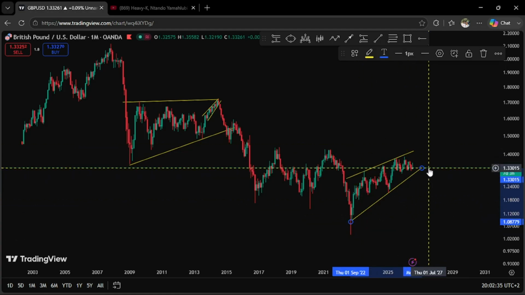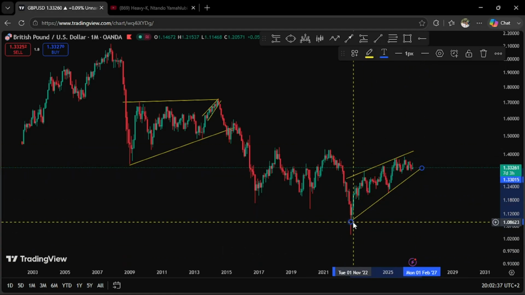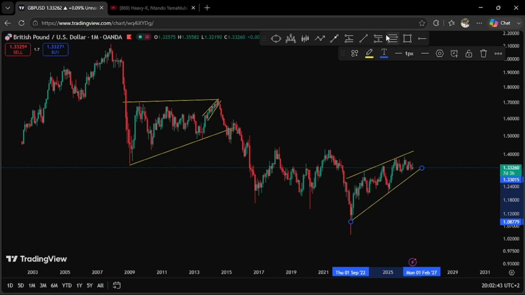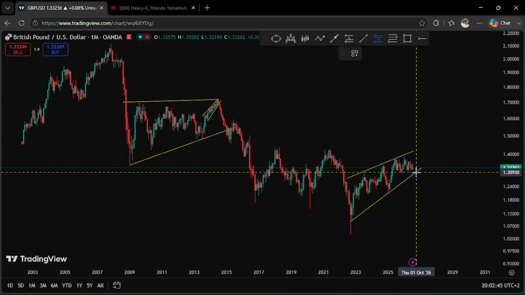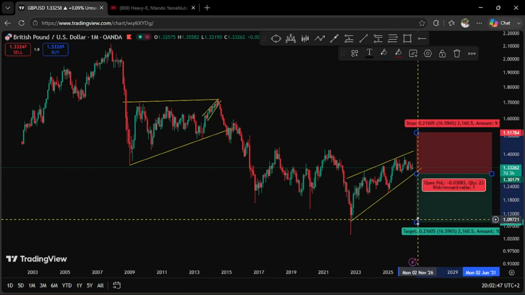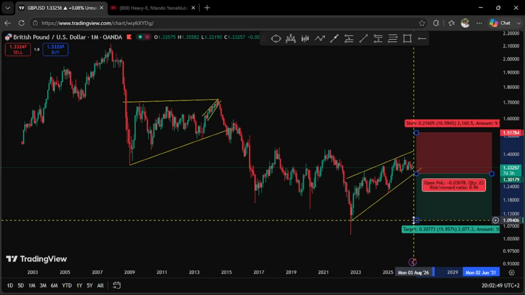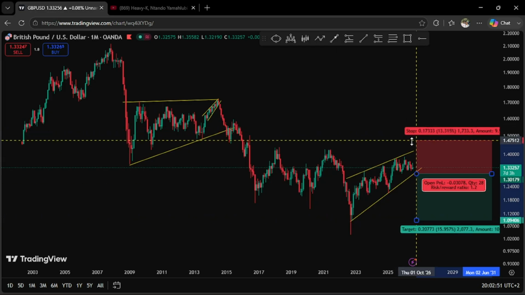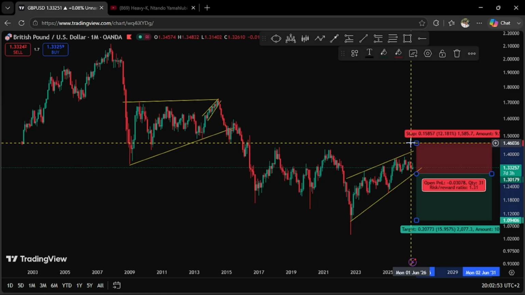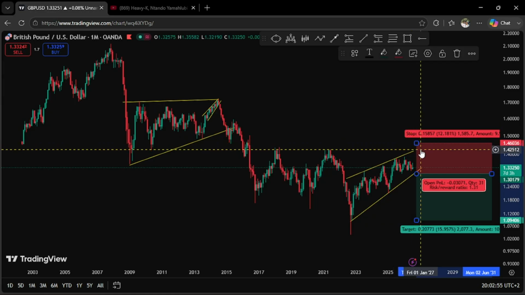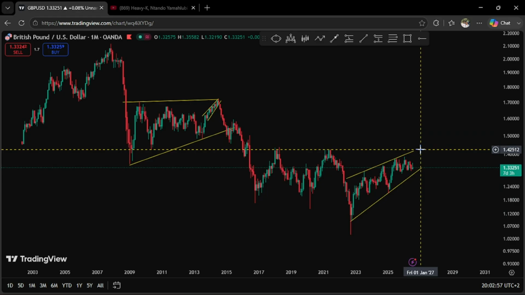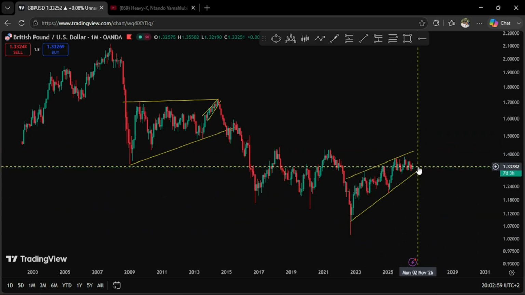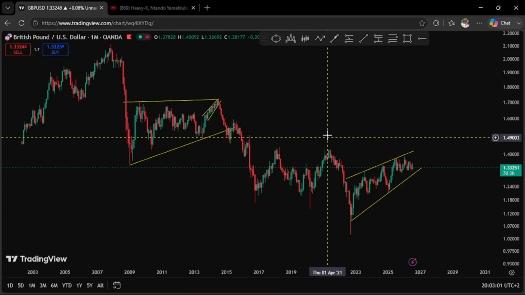So if it breaks and does a correction, we're gonna target this November 2022 low, which is how many pips? Let me calculate the pips with the short. So if it breaks out, we're gonna target 2077 pips. Yes, so that's what you're gonna target, here.